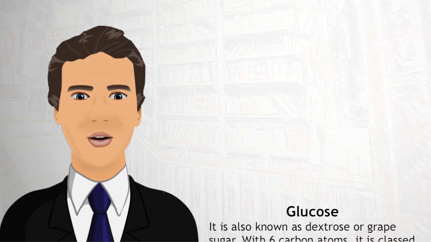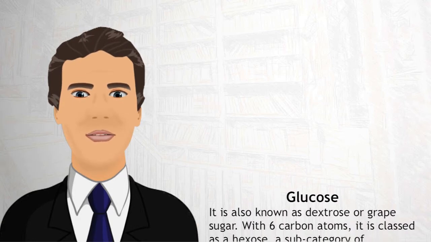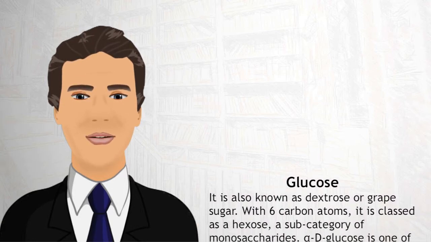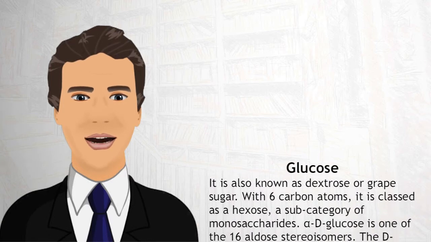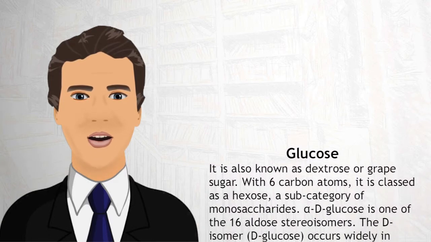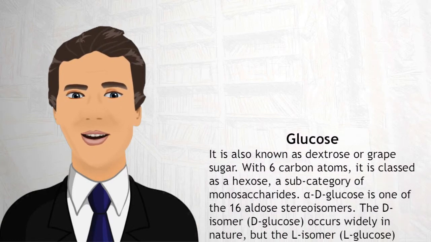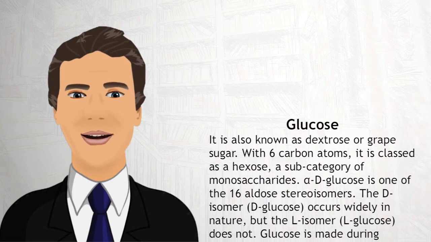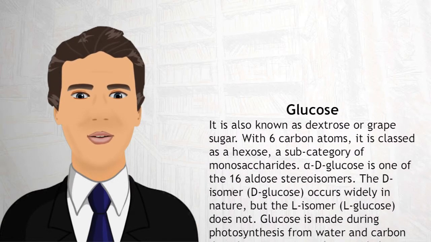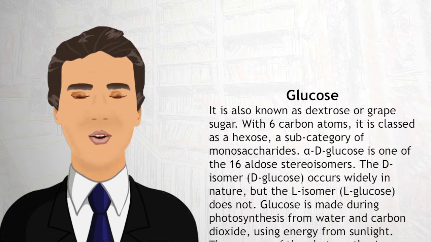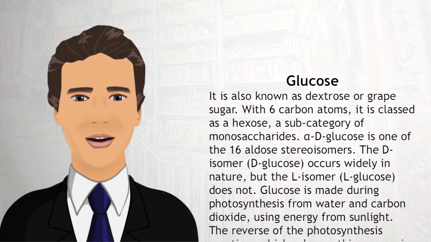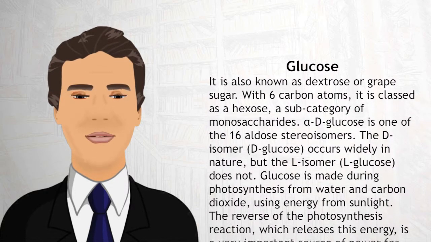It is also known as dextrose or grape sugar. With 6 carbon atoms, it is classed as a hexose, a subcategory of monosaccharides. D-glucose is one of the 16 aldose stereoisomers. The D-isomer, D-glucose, occurs widely in nature, but the L-isomer, L-glucose, does not.